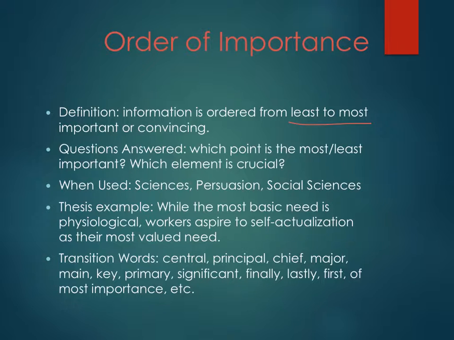Thesis example: while the most basic need is physiological or physical, workers aspire to self-actualization as their most valued need. Transition words: if we're talking about what is important, then we're looking at words like central, principal, chief, major, main, key, primary, significant, finally, lastly. And these would be the types of words that you'd see toward the end of the essay, so keep an eye out there.